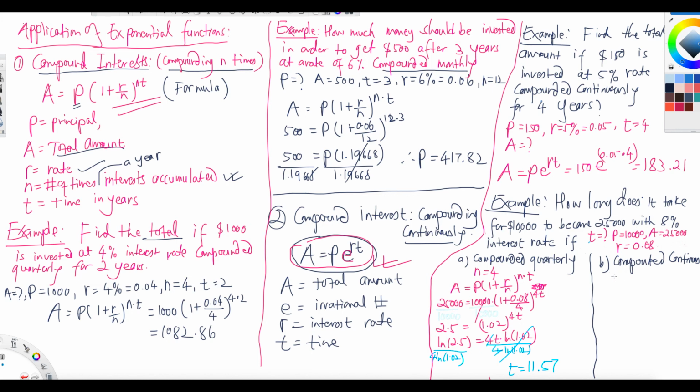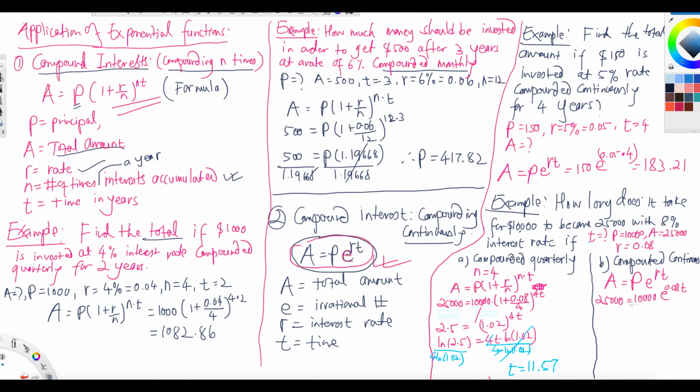What is the formula there? A equals P e to the rt, right? Let's plug in those values. 25,000 equals 10,000 e to the 0.08 times t, right?